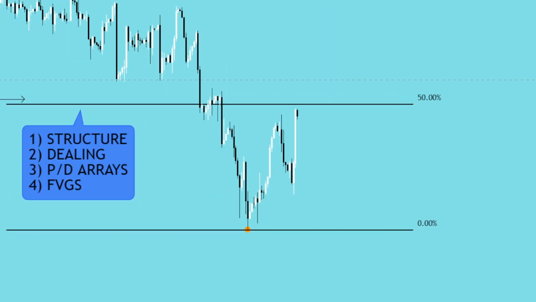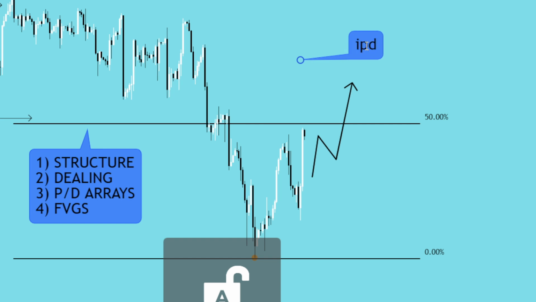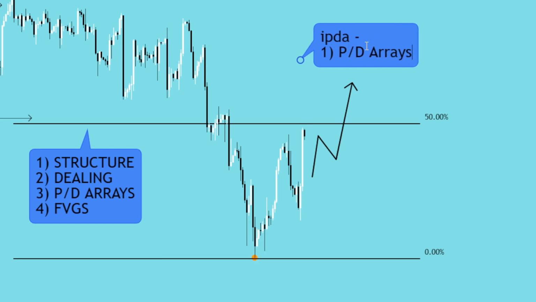So from here, the narrative of this particular buy trade, which we're going to be dissecting, was for price to come back up into the premium. So we're trading from discount to premium over here. This is essentially one of the interbank price delivery algorithm formulas, the interbank price delivery algorithm, or IPDA. IPDA works from premium to discount. So we understand the PD arrays we look at.